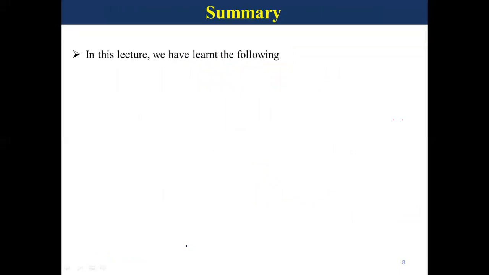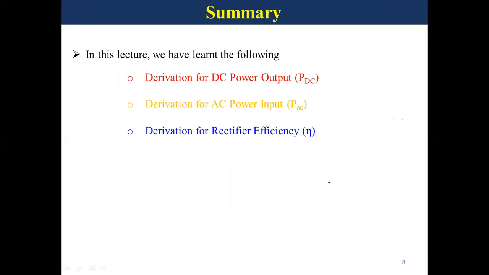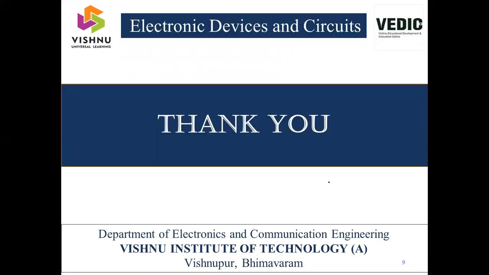Then coming to the summary, in this lecture, we derived the expressions for DC power output PDC, AC power input PAC, rectifier efficiency eta, and ripple factor gamma. In the next lecture, I will derive the expressions for peak inverse voltage PIV, transformer utilization factor TUF, load regulation, peak factor, form factor, and at the end I will explain the advantages and disadvantages of the center tapped full wave rectifier.